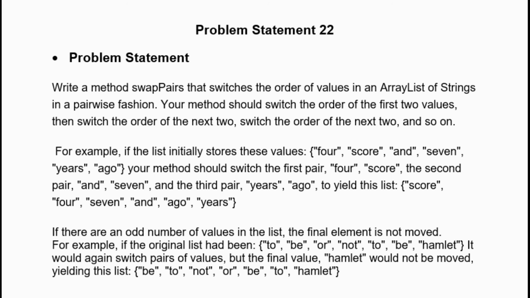Yielding this list would be be to not or be to Hamlet. You can see that it was originally to be or not to be Hamlet. Now it is be to not or be to Hamlet. So Hamlet isn't moved here. I think you might have understood what the program is.